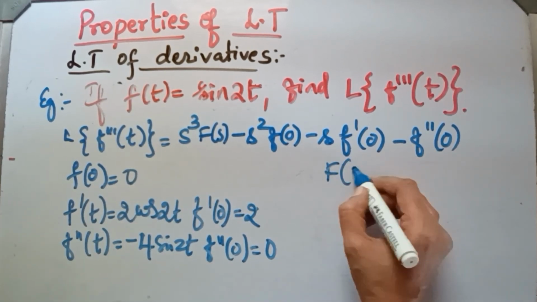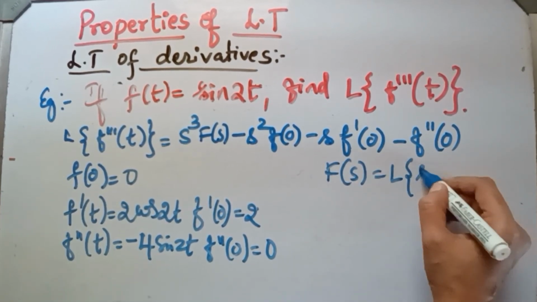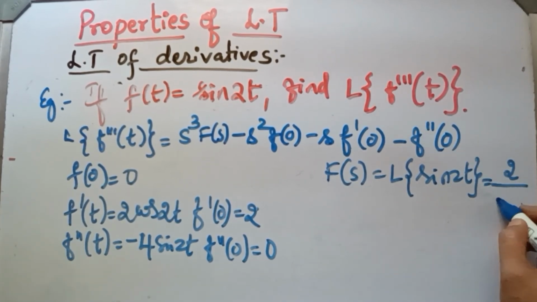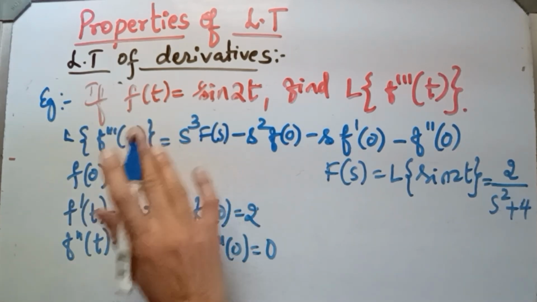What is F(s)? F(s) is the Laplace transform of sin 2t. What is the Laplace transform of sin 2t? It is 2 divided by s² + 2², which is 4. Therefore, substitute all in the formula.